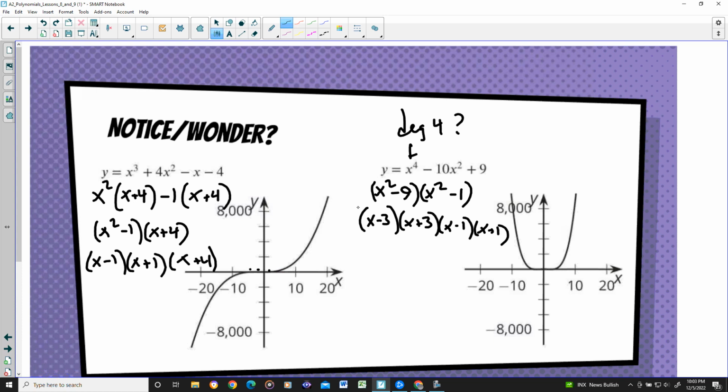So that's really a technical side note. It is actually crossing the x-axis 4 times, but we can't see it because of the scale. So then we wonder, look at the difference between these two, okay? Notice how the x to the third graph has one end pointed up, one end pointed down. But this x to the fourth graph has both ends pointed up. So we wonder, is there a difference? Why is there a difference?